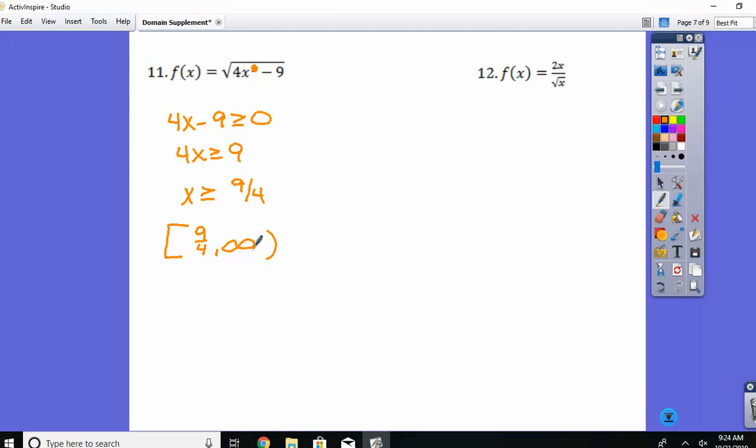Alright, number 12. This has both. It has a fraction and a square root. So it can't equal 0. Yeah, so it'll just be an open. Yes, very good. It's a radical, so the thing under the radical, we normally just say greater than or equal to 0, but since it's also on the bottom of a fraction, you can't have that equal.